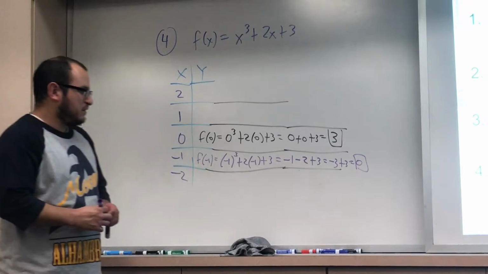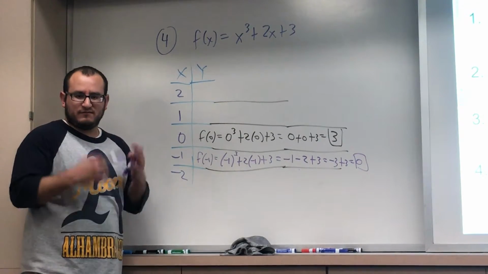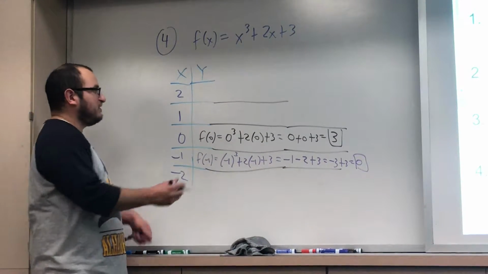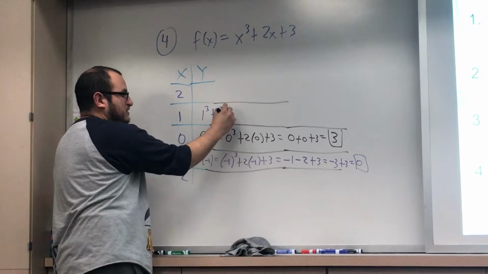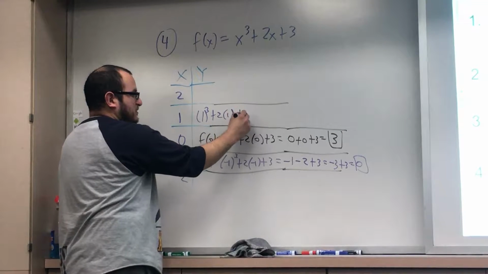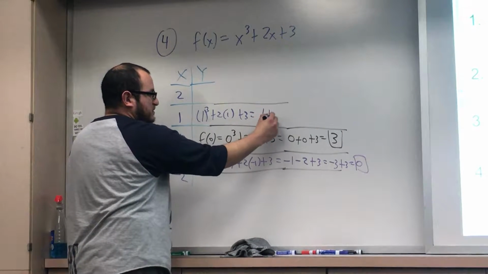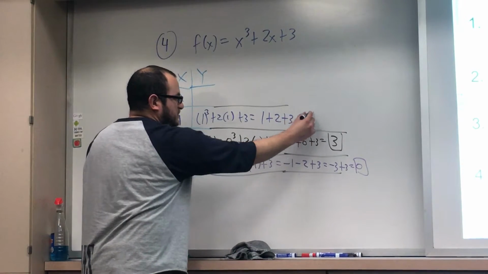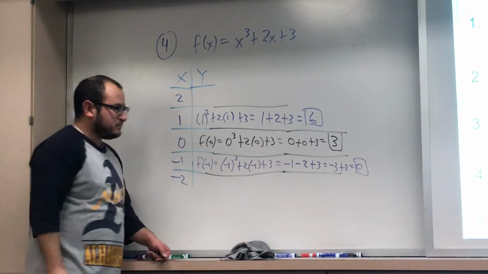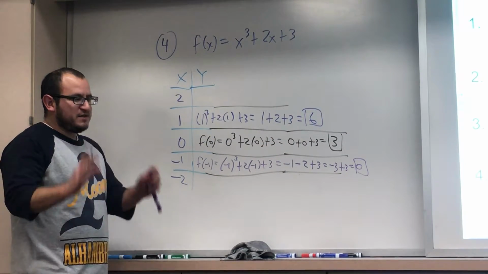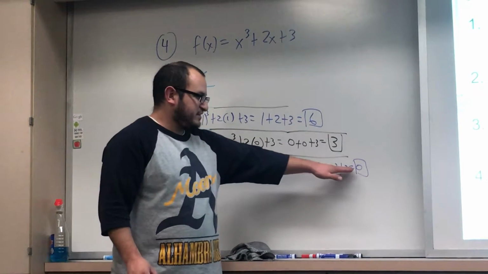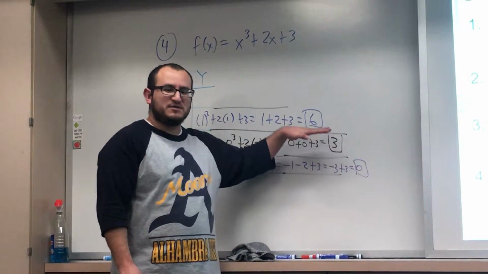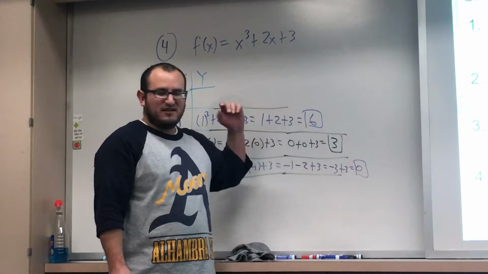Okay. All right, for these 3, I'm just going to verbally say, you guys can practice this at home. If you plug in 1 cubed, 2 times 1, plus 3, you get 1 plus 2 plus 3, which gives me 6. Okay? Alright, I'm going to stop right here. Because if you notice something, it starts off with 0, then it goes up to 3, then it goes up to 6.